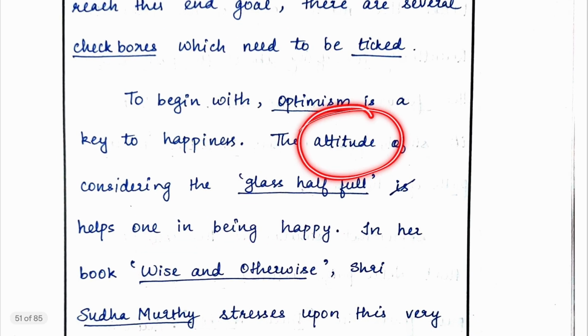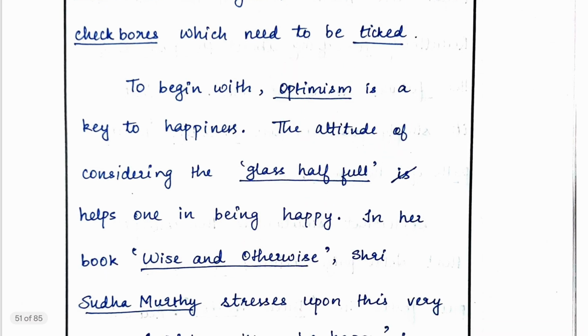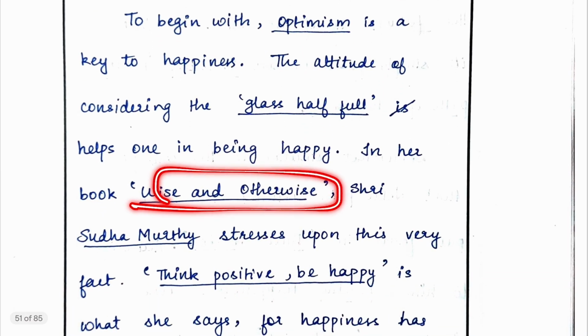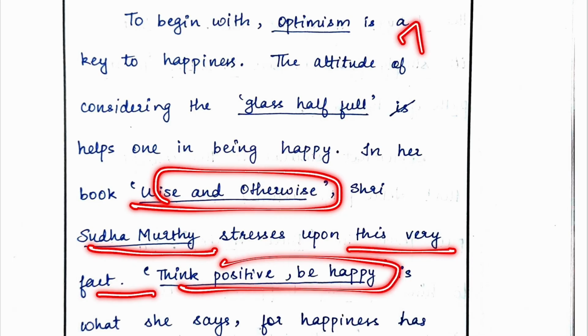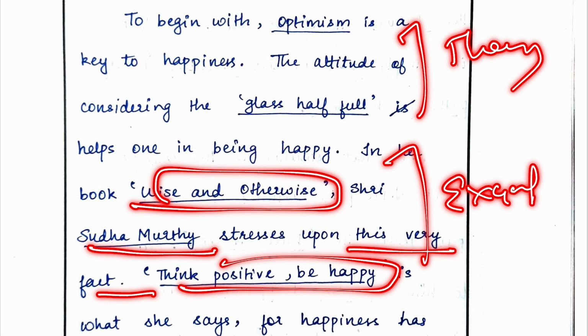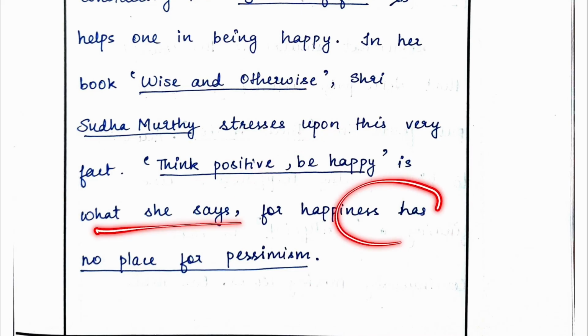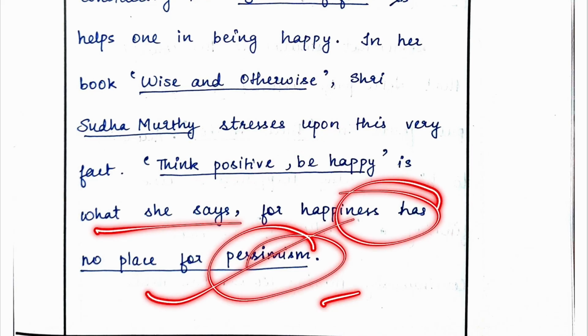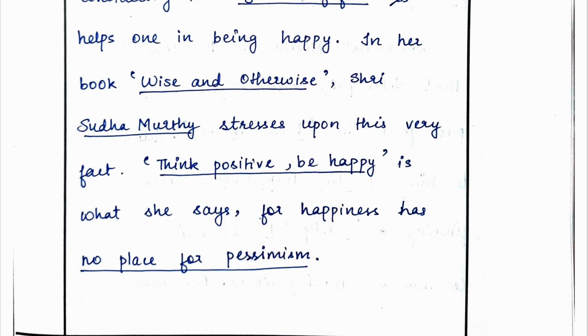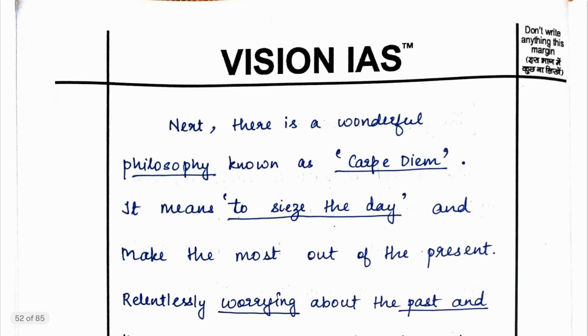So if your attitude is positive, if you are optimistic, you will be happy. In her book Wise and Otherwise, Sudha Murthy stresses upon this very fact: think positive, be happy. So here he is writing theory, and here he is quoting some examples, some books, some authors, philosophers, etc. So think positive, be happy is what she says, for happiness has no place for pessimism. So if your attitude is negative, if you are a pessimistic person, you can't be happy.